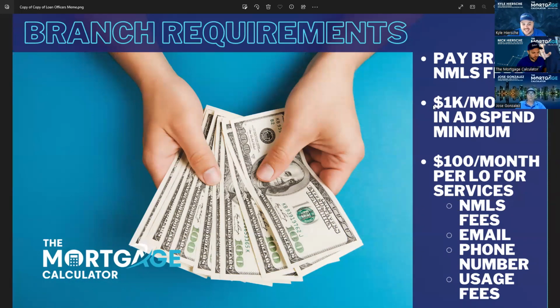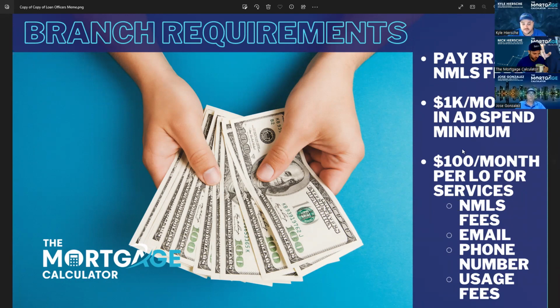The second thing is that you need to be providing your loan officers with leads. So you need to be spending at least $1,000 a month in ads for leads, right? That's how you're going to make your revenue. We want the branch managers contributing to the leads for their loan officers. And so that's going to be the minimum.